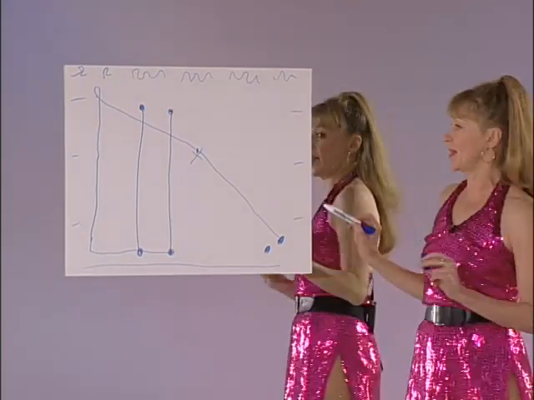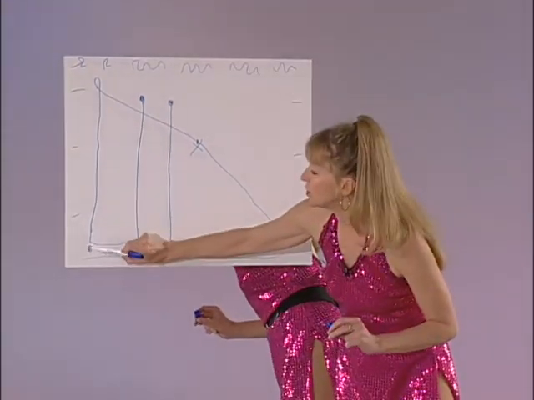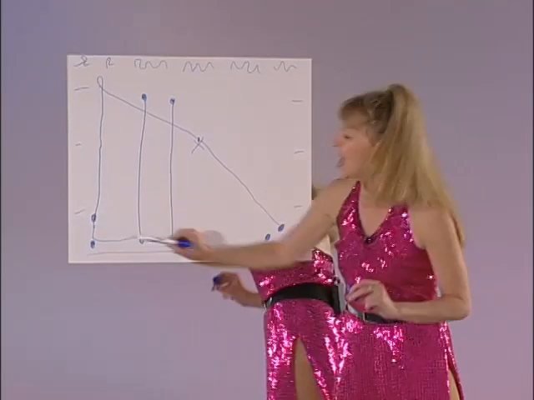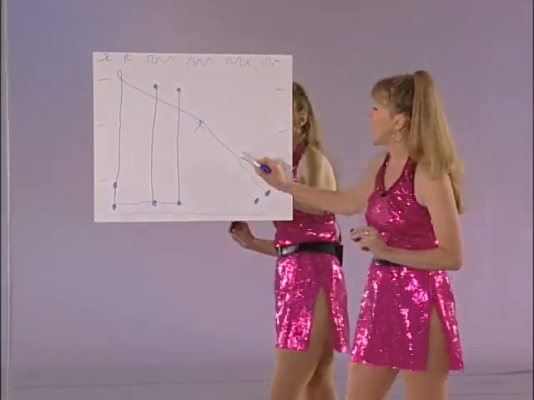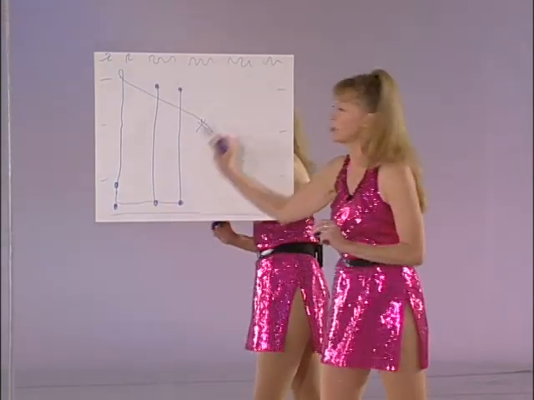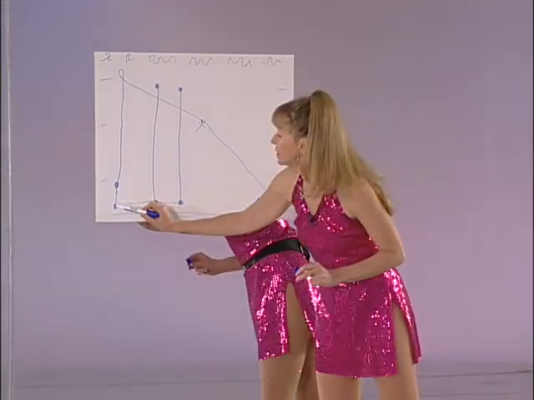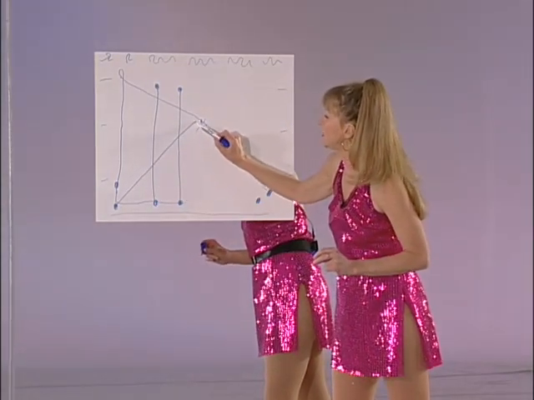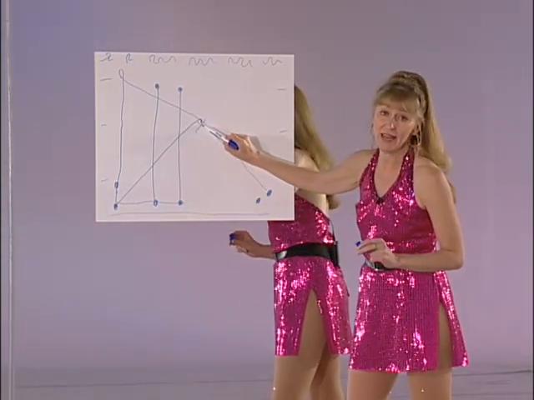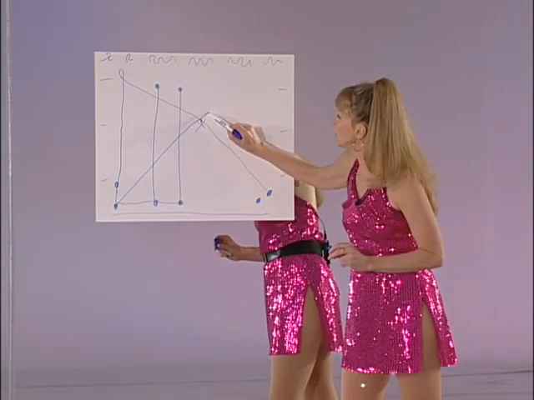Now to further complicate things, I have two dancers over here that are going to do the exact same thing, except on the other foot. So let's say these guys start on their left foot and these guys start on their right foot. So these guys come across. 1, 2, 3, 4, 5, 6, 7, 8. Now you can see they're going to meet right here on the second 8.